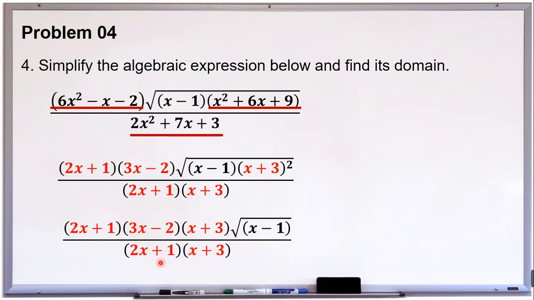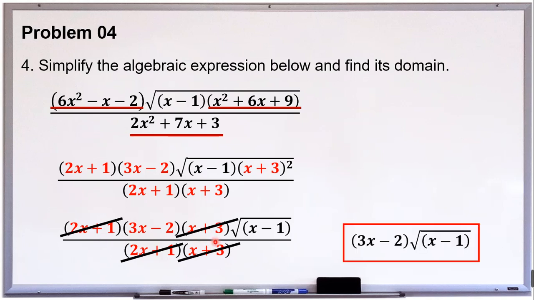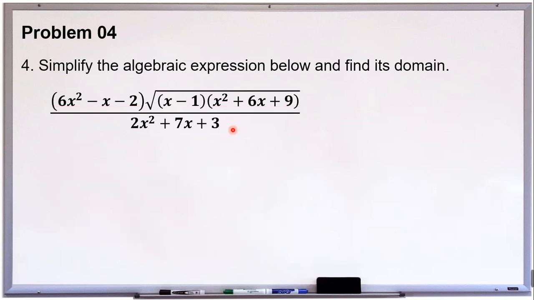Next, notice that we have two common factors here in the numerator and in the denominator. So let's cancel out the first common factor, that is 2x plus 1. Then next, we also have to cancel out the x plus 3. So what's left is 3x minus 2 multiplied by the square root of x minus 1. So this is the simplified form of our given algebraic expression. Next, we're going to find its domain.